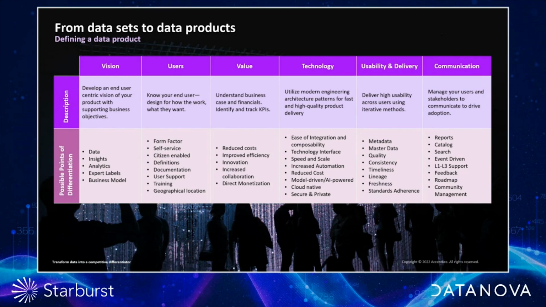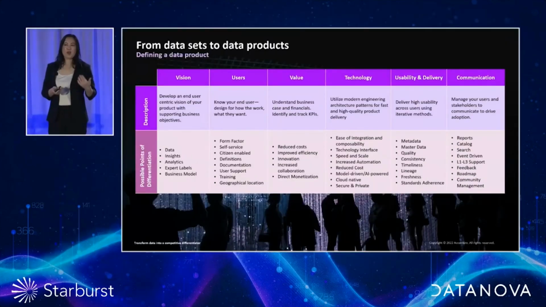Communication. So communication is around being able to manage your users and stakeholders, right? To be able to help them find the data to be able to use it. So things like making it easily adherable to a report, finding it in a catalog, search-driven, maybe having event-driven notifications about changes and updates, having that support mechanism, so L1 through L3 support, feedback, a roadmap and versions of your product, community management. So really thinking about, again, these are all points of differentiation that you may choose to have in your product. You might need it to be there if you're actually going to work with different parts of the business or different partners.